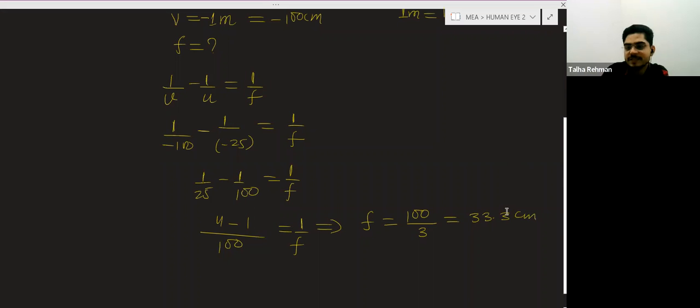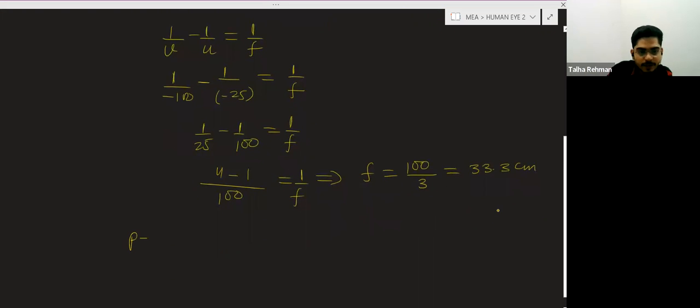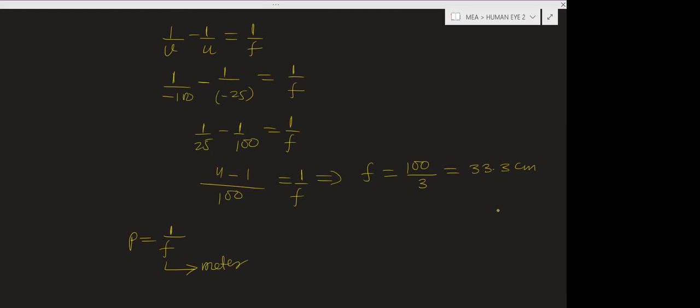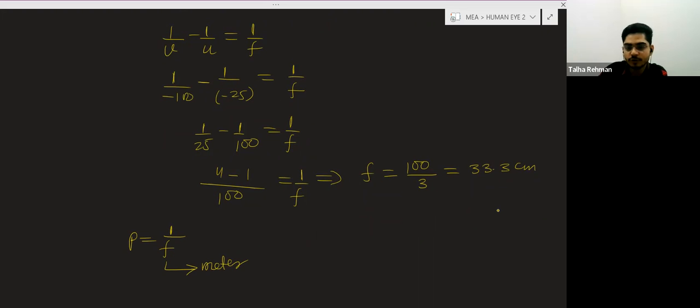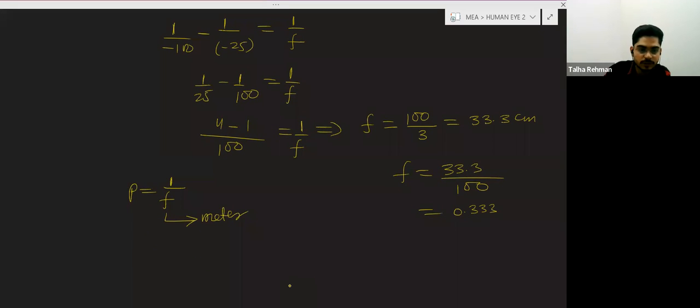Now this focal length is in centimeter. If you want to calculate the power, what is the formula? 1 upon F, and this F should be in meter. Now you will convert this 33.3 centimeter into meter. How you will convert? This is 33.3 and you will divide it by 100, so you will get 0.333. Now put the value: P is equal to 1 upon 0.333.